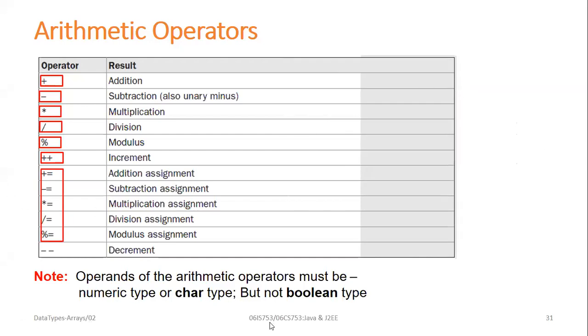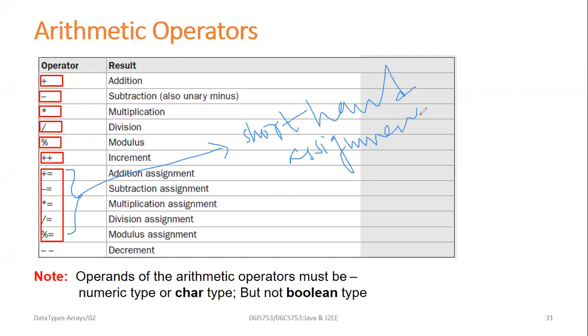Now let us go to this. We call this shorthand operation, a shorthand way of writing. We call this addition assignment, and we'll see this in an example. All these things we call shorthand. We call this shorthand assignment.